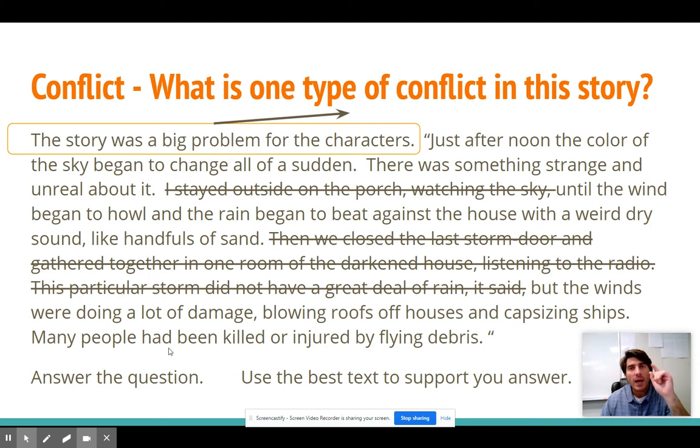All right, so I need to answer the question. Always answer the question. And then use the best text to support your answer. The best text. That might mean getting rid of stuff. It might be good stuff, but it might not be the best stuff. And if you feel that it's really so important, that's fine. Write 2 sentences or 2 paragraphs and use your evidence in those sentences or paragraphs. That's fine, but you still have to follow the rules of integration. You still got to bring them together. Okay?